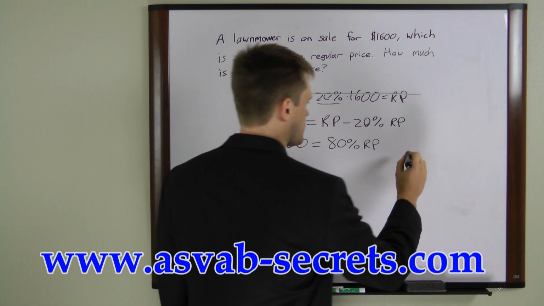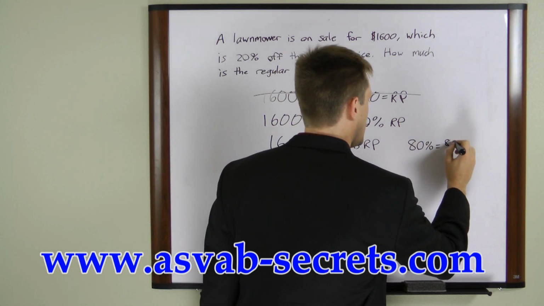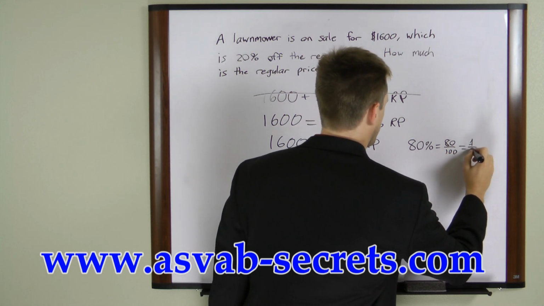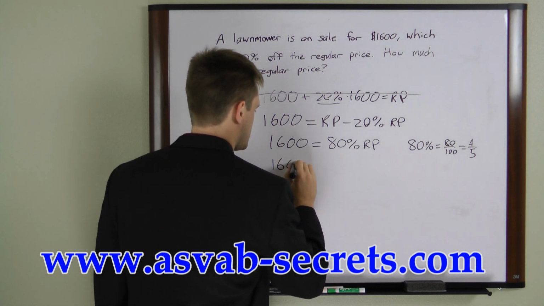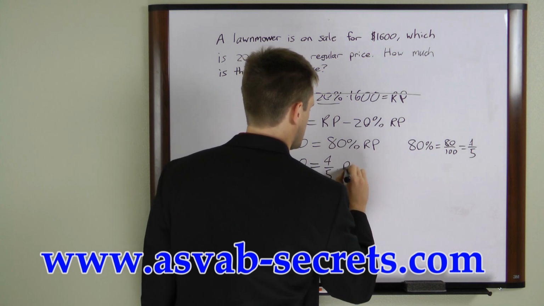Now, 80% we can rewrite as a fraction. 80% equals 80 over 100, which is the same as 4 over 5. And then we'll plug this back into this equation. 1,600 equals 4 over 5 times the regular price.